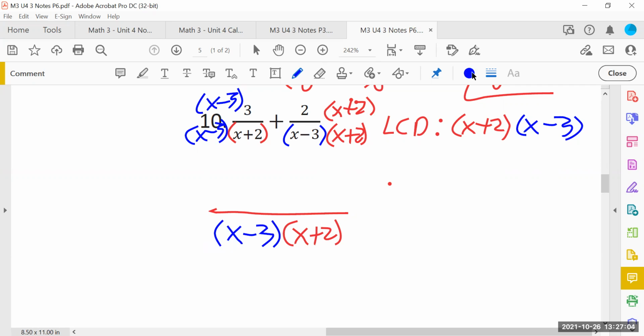And then on the top, I'm going to have 3 times x minus 3 plus 2 times x plus 2. You can write it in either order. I'm going to put the 3 out in front. 3 times x minus 3 plus 2 times x plus 2.